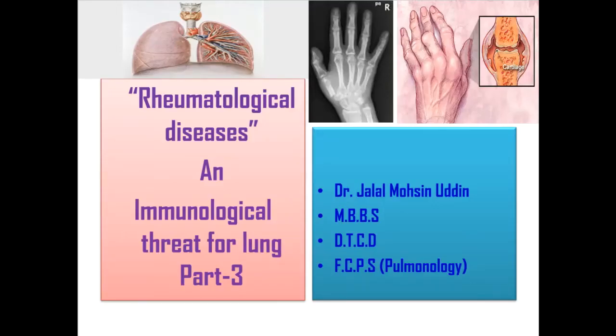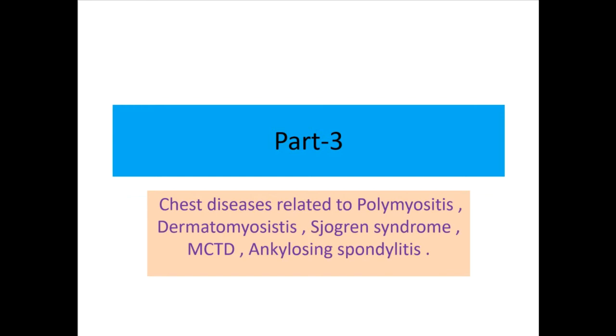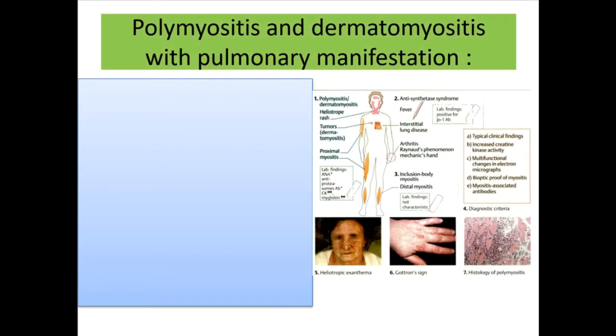Rheumatological diseases. An immunological threat for lung. Part 3. Dr. Jalal Mohsin Uddin, MBBS, DTCD, FCPS, Pulmonology. Part 3. Chest diseases related to polymyositis, dermatomyositis, Sjögren syndrome, MCTD, ankylosing spondylitis.